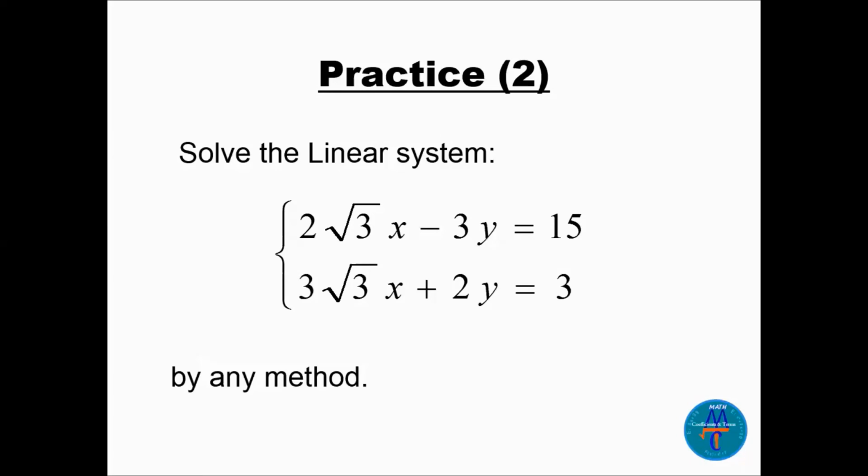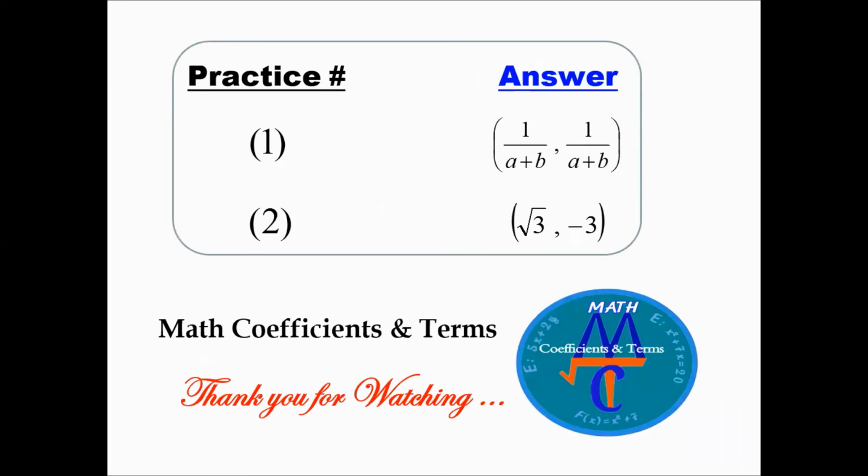And there's also practice number 2. Solve a linear system that has some radicals there: 2 square root of 3x minus 3y is equal to 15, and the second equation, you can see it. You can pause the video, try practice number 1, practice number 2, and then you will find the answers there. You see, practice number 1, this is the answer. Practice number 2, this is the answer.